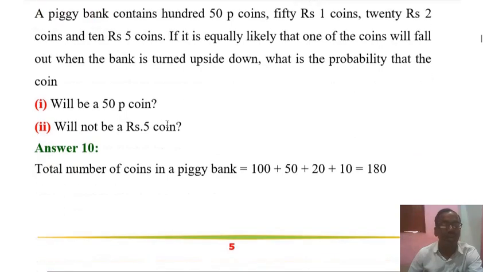So the total number of coins in a piggy bank equals possible outcomes. So the total number of possible outcomes will be 100 plus 50 plus 20 plus 10. Here 100 is the number of 50 paise coins, here 50 is the number of 1 rupee coins, here 20 is the number of 2 rupee coins and here 10 is the number of 5 rupee coins. After the addition we get 180.